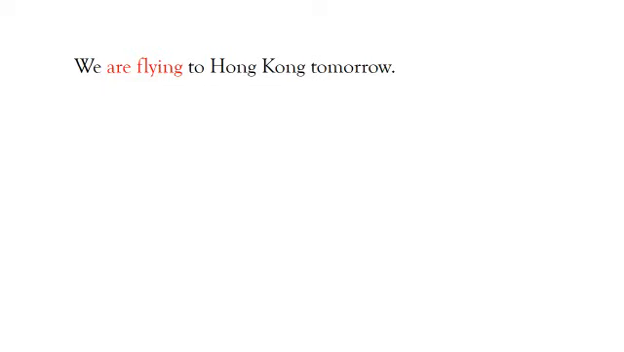The next example sentence is, we are flying to Hong Kong tomorrow. Now here, are, as we said before, is in the present form. Are flying. But this implies or indicates an event that's going to happen in the future. How do we know it's going to happen in the future? Because the word tomorrow marks the sentence for the future time. So are flying in that sense indicates the future time.